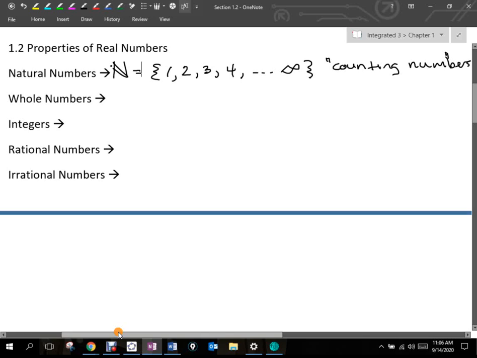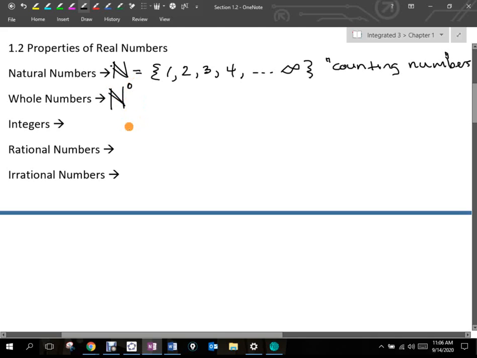Now, the next set is our whole numbers. I always remember them in this order because if I start with my natural numbers, the whole numbers are the exact same thing, but they include one number that is not up there. Does anybody know what number the whole numbers include that is not in the natural numbers? 0. So our whole numbers, and there are a couple of different ways you're going to see whole numbers written as an abbreviation, but they do it this way.